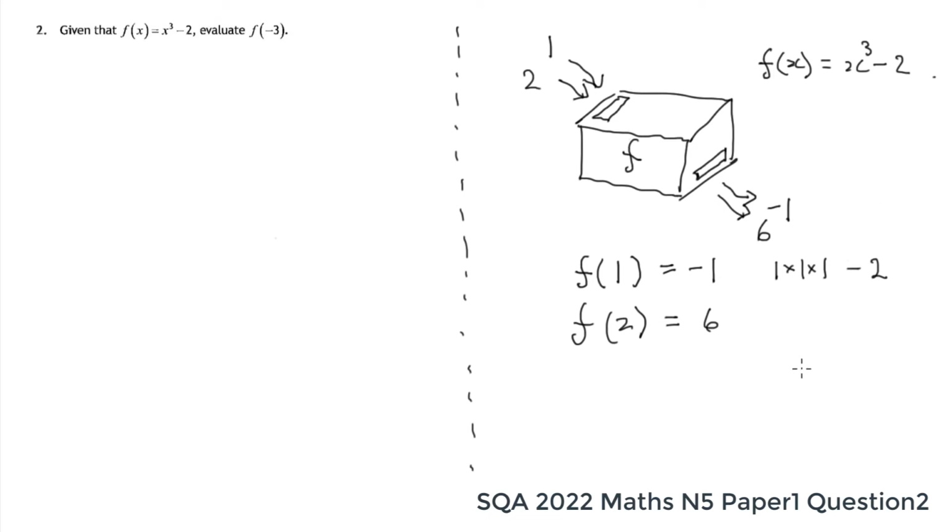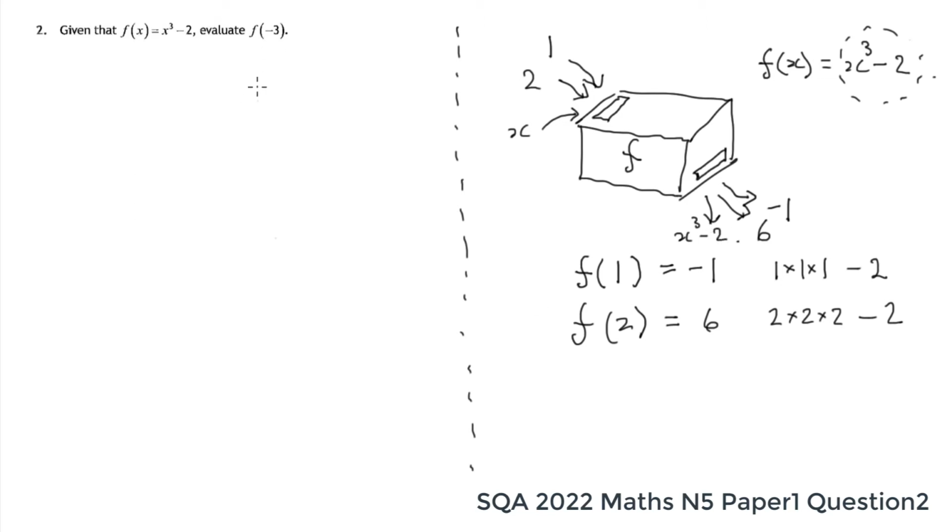In the case of 2 going in, 2 cubed, 2 times 2 times 2 is 8, and then we take away 2 from that and we get the number 6. So that is how this number-eating machine called F, the function F, works. It's using this formula x cubed minus 2. So if x goes into this function machine, this number-eating machine, then out comes x cubed minus 2.